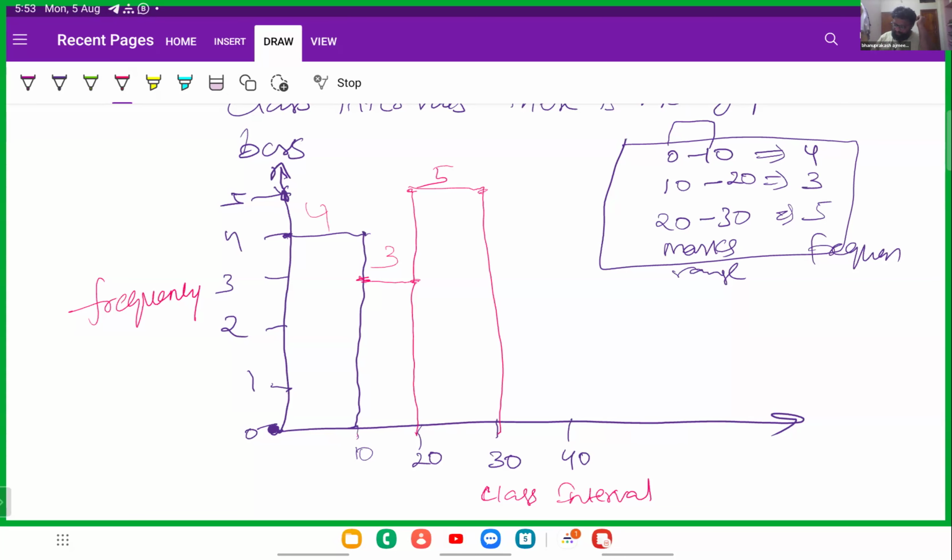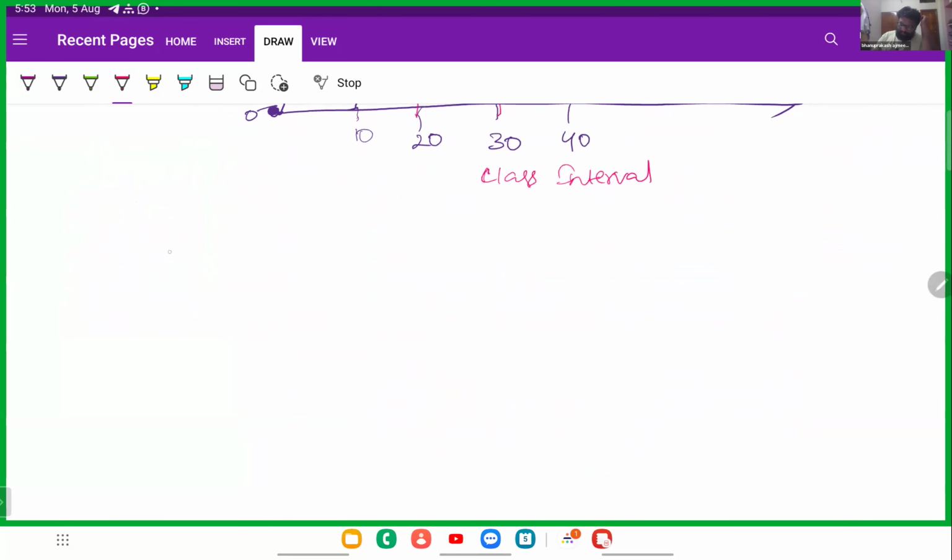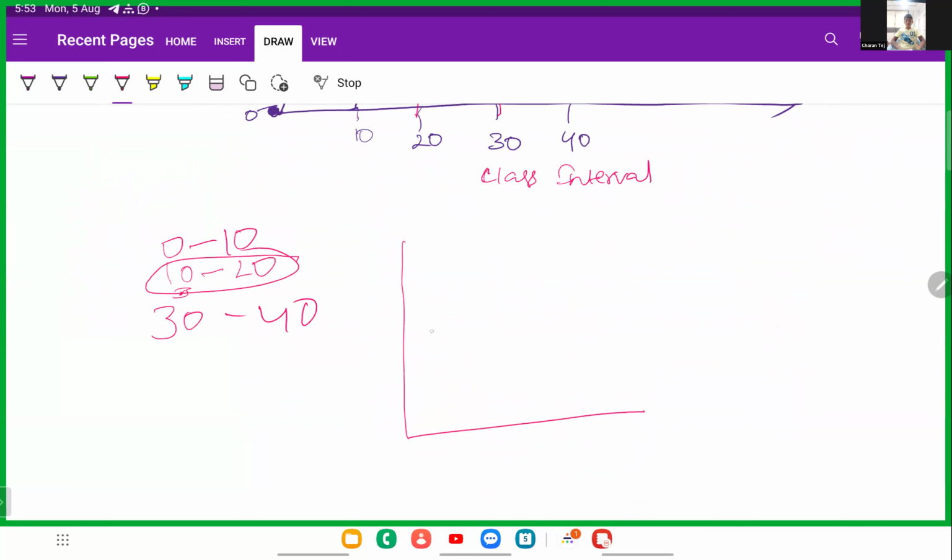Now please see, is there any gap here? No. Suppose I tell you there is a gap. Suppose I mention from 0 to 10, and directly the next frequency from 30 to 40. Then 10 to 20 and 20 to 30 is missing, so this data is missing. I would draw the graph from 30 to 40 with some frequency. Suppose this is 3 and this is 5.